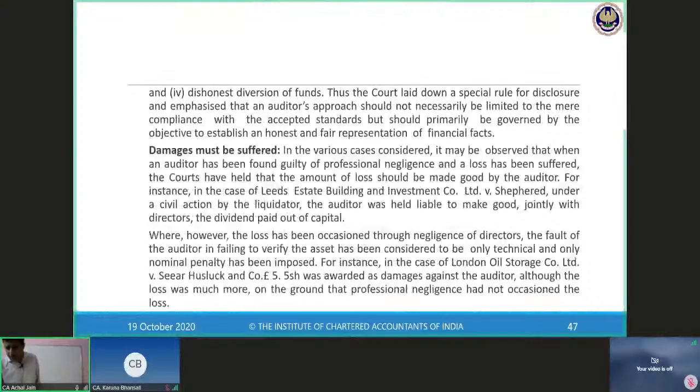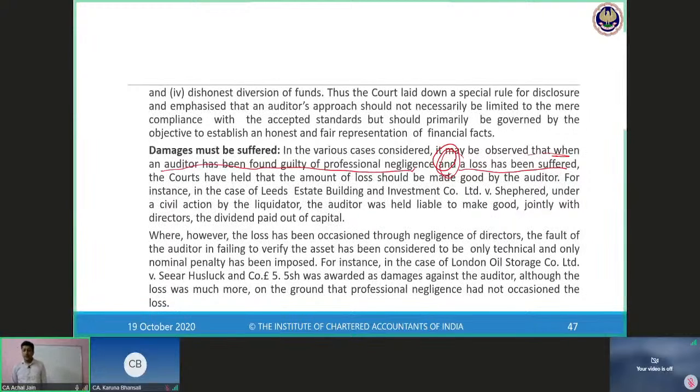So these are all case studies in the context of these matters, but this is a very important point for your understanding. In the various court cases which have happened, it may be observed that when the auditor has been found guilty of professional negligence, and loss has been suffered, the courts have held that the amount of loss should be made good by the auditor. For instance, in a particular case, under civil action by the liquidator, the auditor was held liable to make good jointly with directors the dividend paid out of capital.